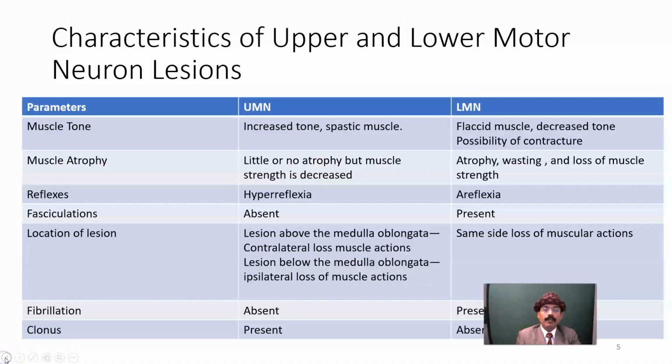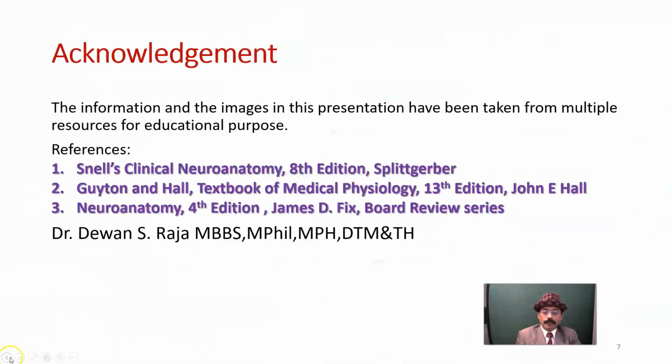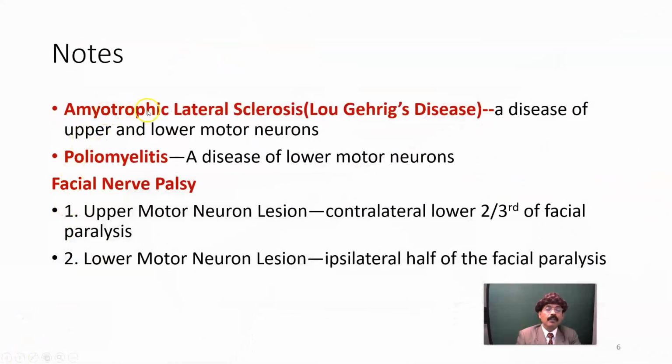We have gone through the characteristics of the upper motor neuron lesion and lower motor neuron lesion. So we got the note that amyotrophic lateral sclerosis is a disease of both upper motor neuron and lower motor neuron. Poliomyelitis is a disease of the lower motor neuron, especially the anterior gray horn neuron. Facial nerve palsy: upper motor neuron lesion, contralateral lower two-thirds of the face paralysis. Lower motor neuron lesion, ipsilateral half of the facial paralysis.